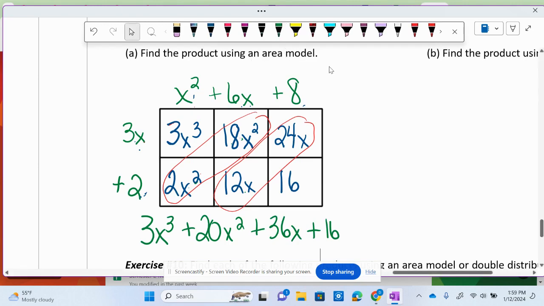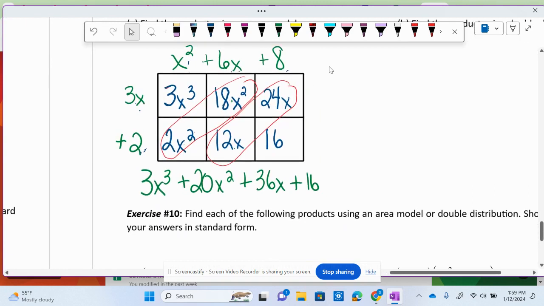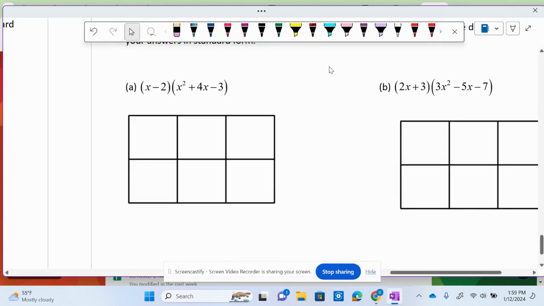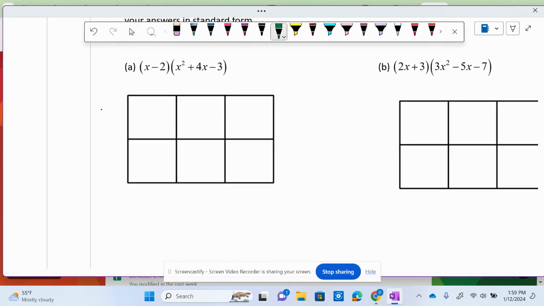So I'm going to give you a choice. You can choose to do exercise 10, A or B. So I'm going to freeze the screen and I want you to do one of them. A or B.